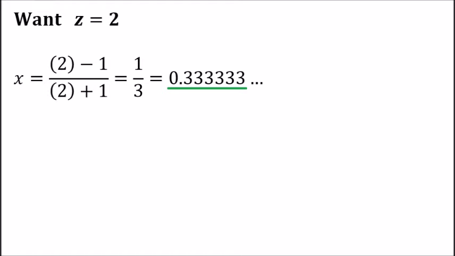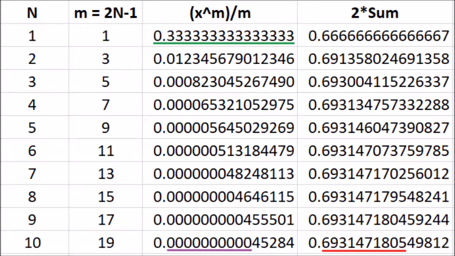Suppose we want to know the natural logarithm of 2. First, we must compute x equals (2 minus 1) over (2 plus 1). This equals 1/3. Underlined in green is the decimal representation of that. Here is a spreadsheet representing the series expansion seen on the first slide of this lesson. Notice we start with 1/3, underlined in green. The rightmost column is 2 times the sum of the terms in the third column.